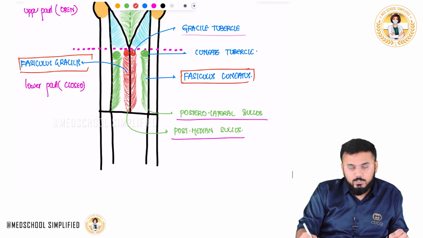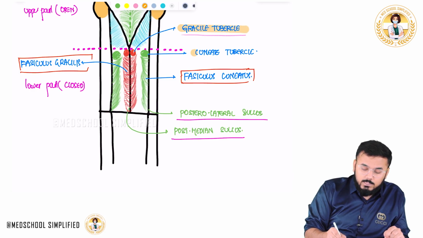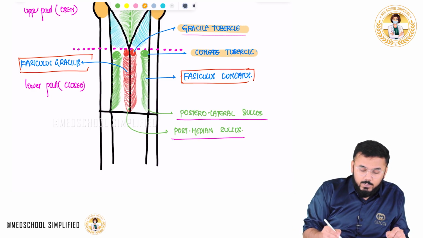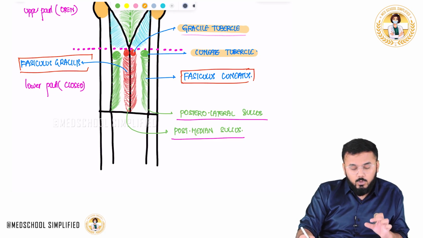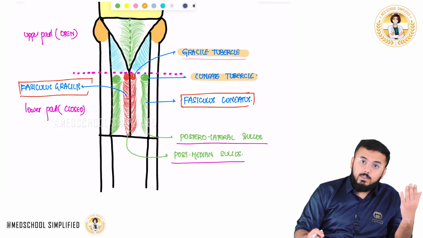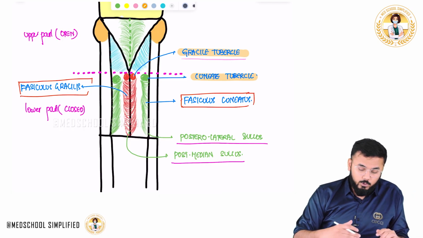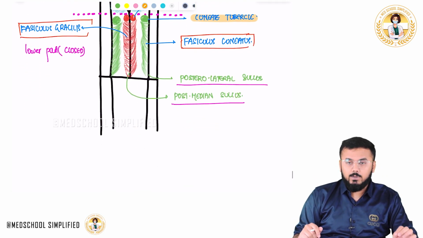These are the two important structures, and we also have two tubercles. One is called the gracile tubercle, and the other is called the cuneate tubercle. I hope you are familiar with these structures. If I drew these in the previous older picture, it would be kind of messy, so that is the reason we have drawn them separately.